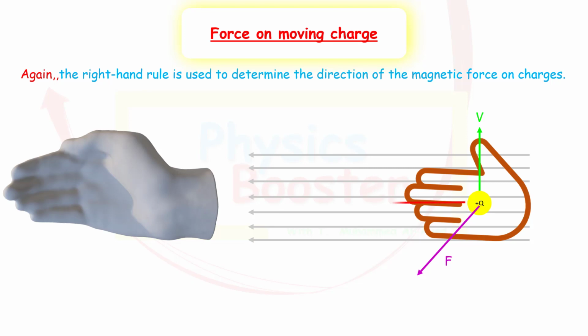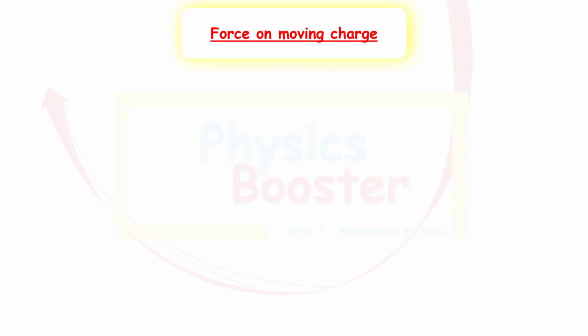So let's state this one more time. My fingers are going towards the magnetic field, my thumb is pointing towards the movement of the charge, and the palm of my hand will show me the direction of the magnetic force if it is a positive charge. But if it was a negative charge, the back of my hand will show me the direction of the force.